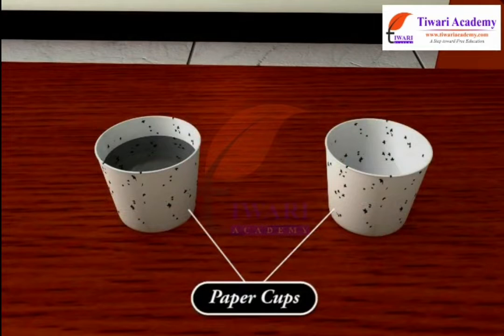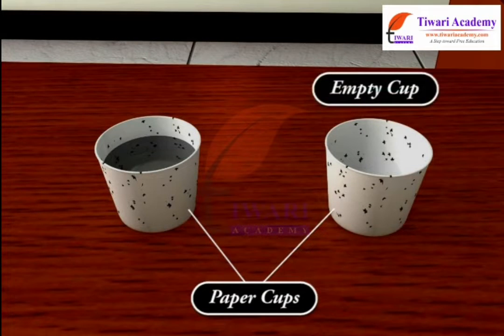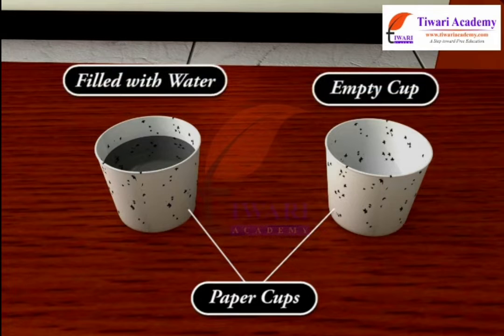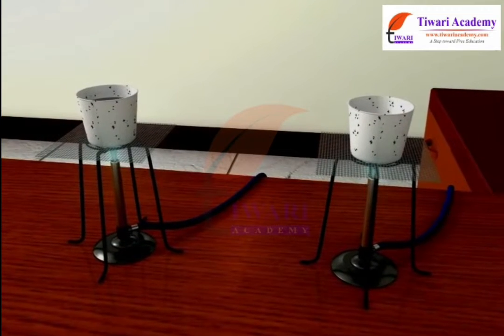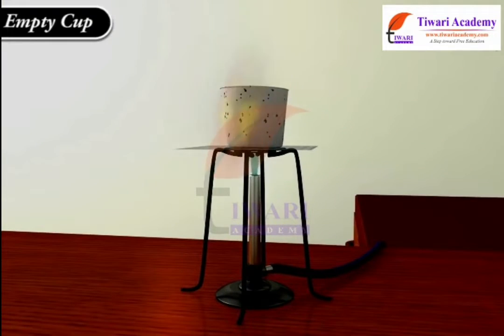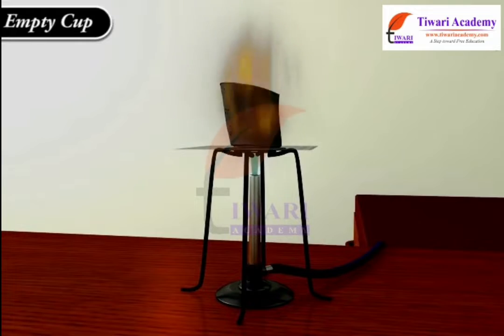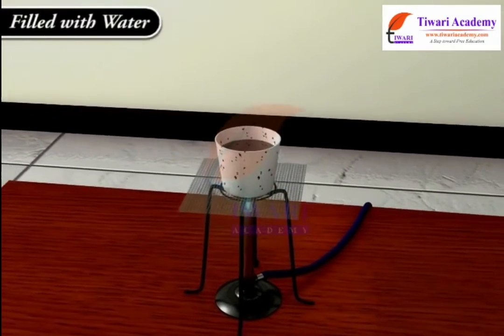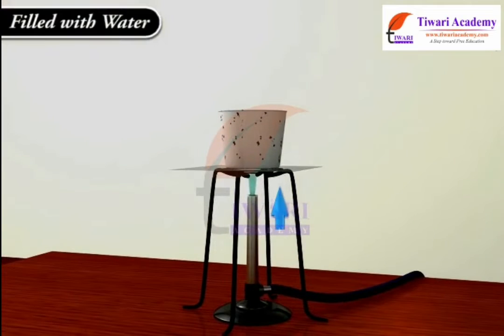Take 2 paper cups, one empty and one with water. Put them to the flames. What do you observe? The empty paper cup immediately catches fire, while in the second case, the heat supplied to the paper cup is transferred to water by conduction. In the presence of water, the ignition temperature of paper is not reached and it does not burn.